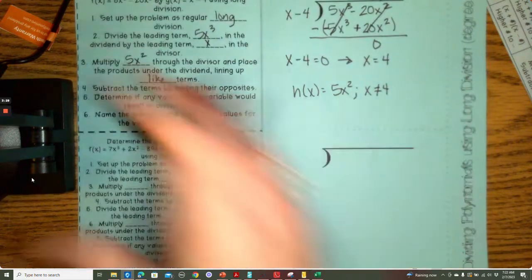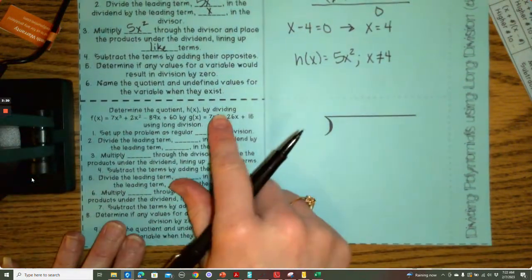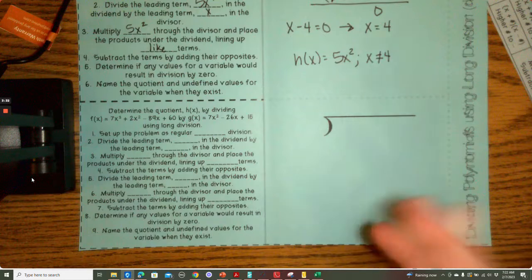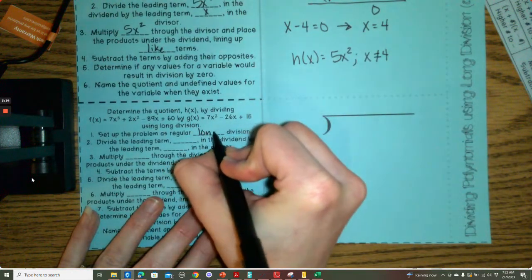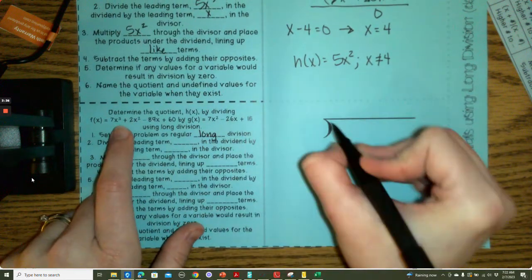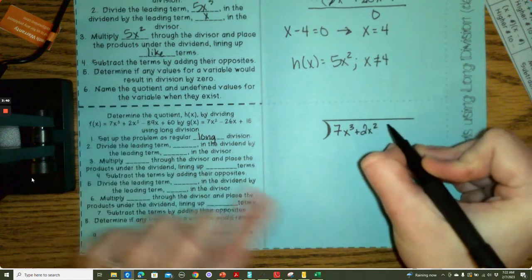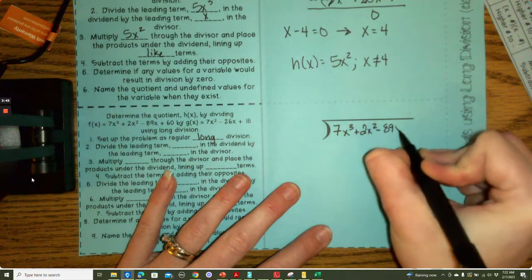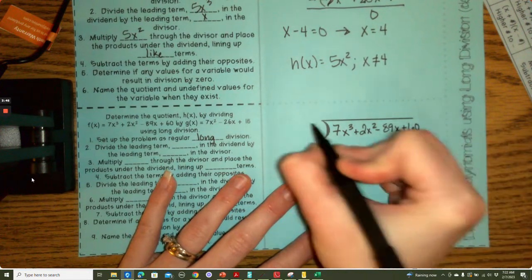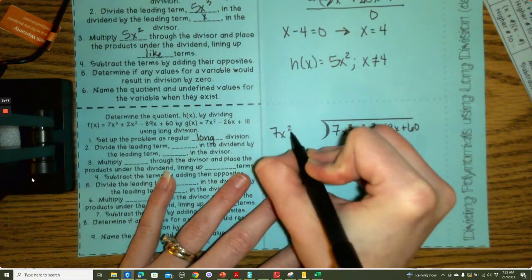Okay, so now let's do a cubic by a quadratic. So we're going to set up the problem the same way, set up a regular long division problem. So what you're dividing goes underneath. And then what you're dividing by goes on the outside.